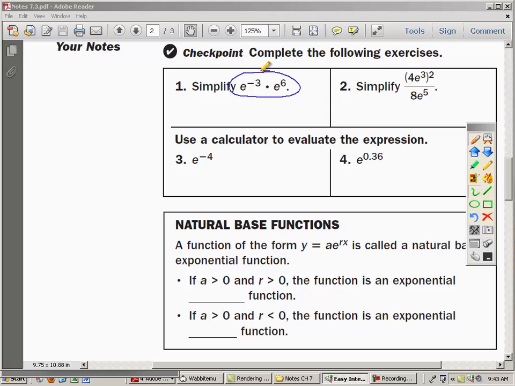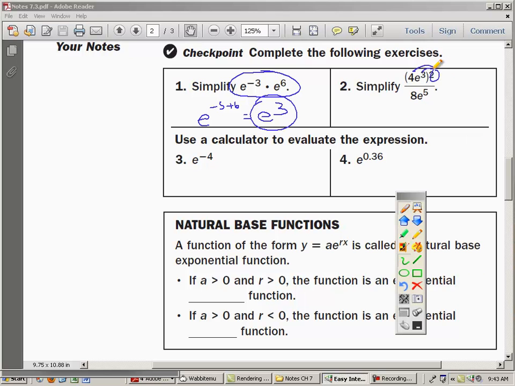All right, so if you simply plug this into the calculator, you're going to get a decimal, which is not what we want. We want this as e to the negative 3 plus 6, which becomes e to the third power. All right, in the next example, keep in mind we're squaring everything, and so this becomes 4 squared e to the 6th power, because 3 times 2 is 6, all over 8 e to the 5th power.